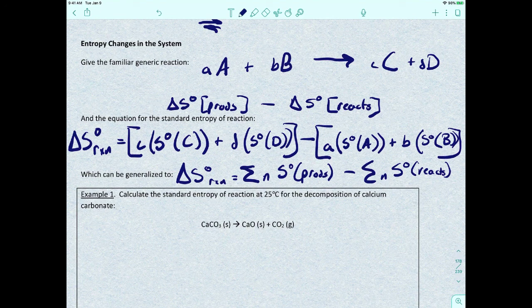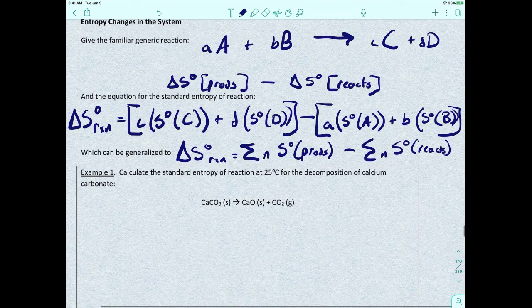What's kind of neat about this problem is that we're going to build upon this one problem as we go through the chapter, so that as it becomes more and more complex, you get to see that build up. All right, so here's our problem. Calculate the standard entropy of reaction at 25 degrees Celsius for the decomposition of calcium carbonate.